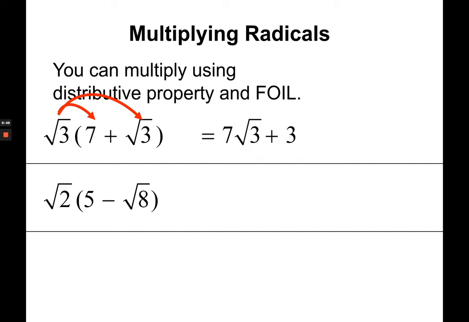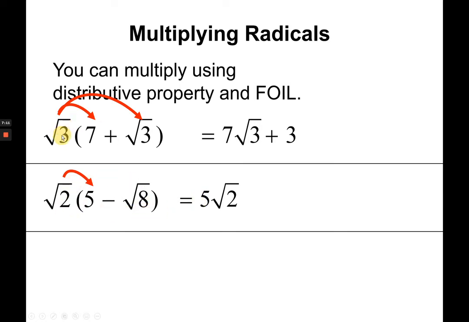Just the same, distributive property. The first result will be 5 times the square root of 2. The next one, you are going to multiply your radicands. Radical times a number, you write them together, wherein number comes first. But radical to a radical, you multiply.